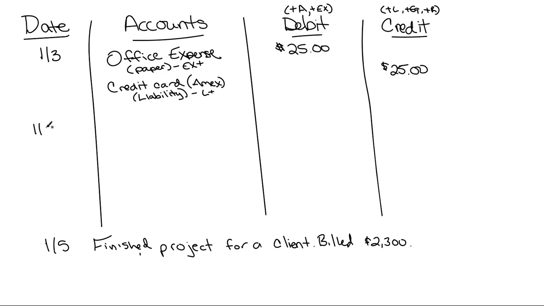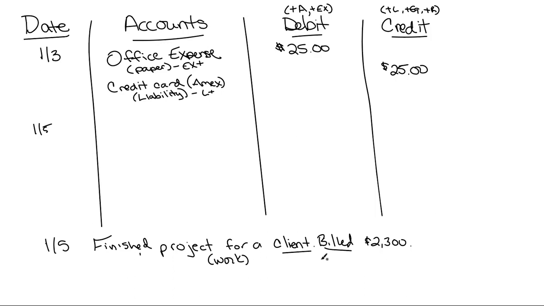Then we've got to figure out our accounts first. So what does it mean if I finished a project for a client? When I think clients, I think these are people I do work for. So if I finished a project for a client, it means I did work for a client and I billed that client $2,300. So I've got to think to myself, what are we doing here? Billed, who did I bill? I billed a client.